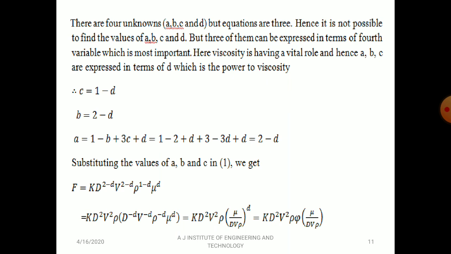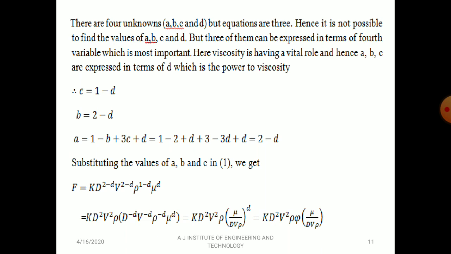So I can simplify this expression as F equal to K into D square, taking D square term out from D to the power 2 minus D, and into V square, taking V square from V to the power 2 minus D, into rho, taking rho from rho to the power 1 minus D. So K into D square, V square into rho into the remaining terms. In the second term it is D to the power minus D that remains. In the third term V to the power minus D remains. In the fourth term rho to the power minus D remains, and the last term is mu to the power D. So clubbing the D power terms together, that is equal to K into D square V square rho into D to the power minus D into V to the power minus D into rho to the power minus D into mu to the power D.